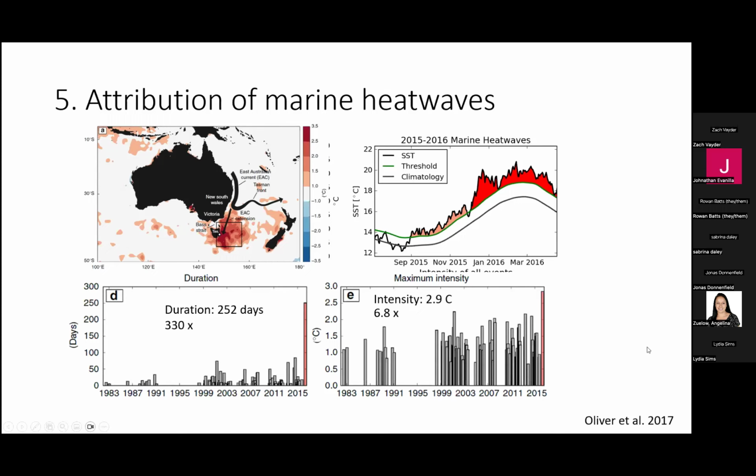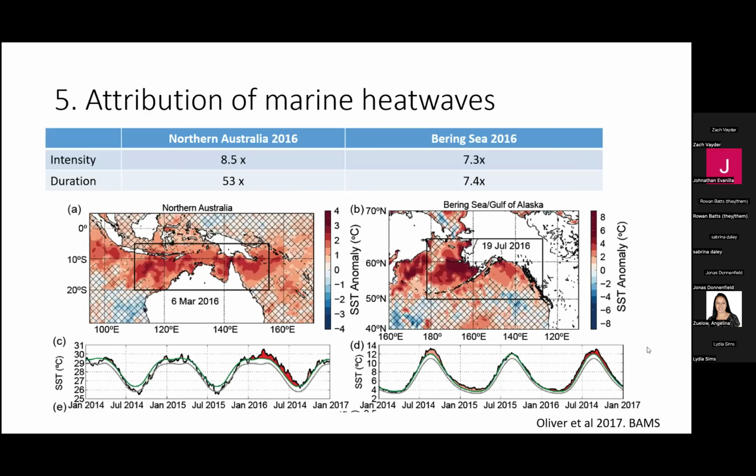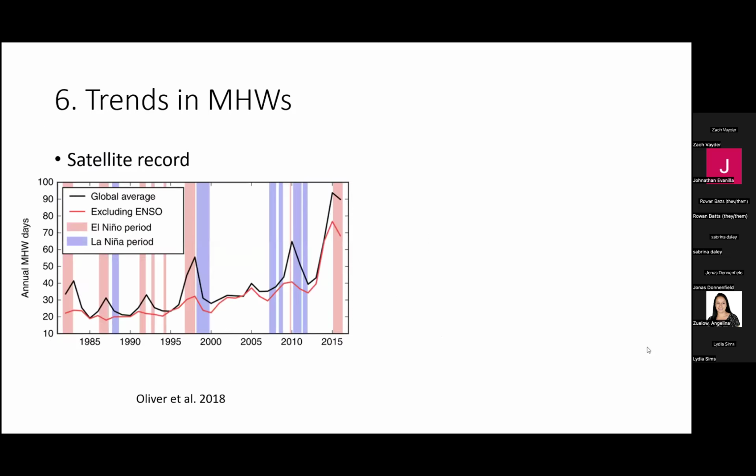So we can definitely say for individual events now how much more likely they are due to climate change. A really important thing for communicating. And so for different events now around the world, this kind of work has been done by a handful of people. So Northern Australia, a heat wave in 2016 was 8.5 times more likely to be as hot, and the length of time was 53 times more likely because of climate change. A really big one in the Bering Sea, about 7 times more likely in intensity and duration because of climate change. Again, some of these papers are there to read in the materials for the course.